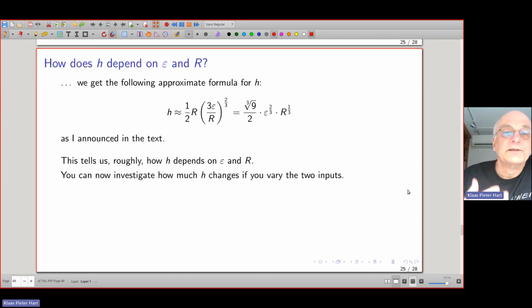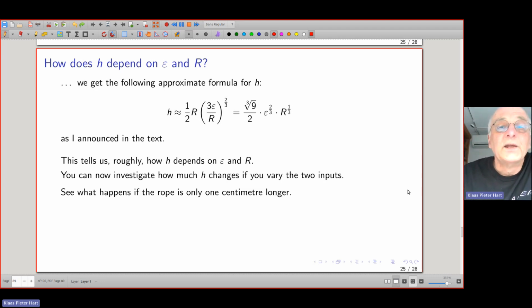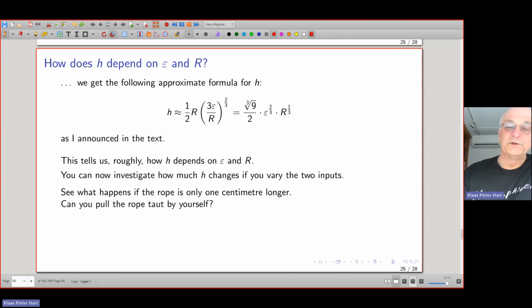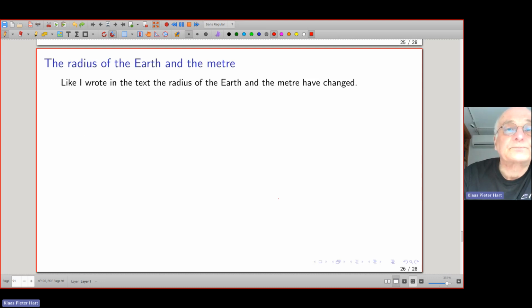Okay, we did this investigation already, but you can put small values of epsilon and large values of r in this formula to see what happens. So for example, if you just take a rope that is 1 centimeter longer, try and find out how high you have to raise the hook to get a taut rope again. You will be surprised, I think, if you try it all by yourself.